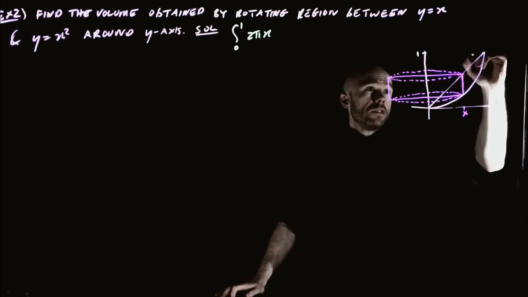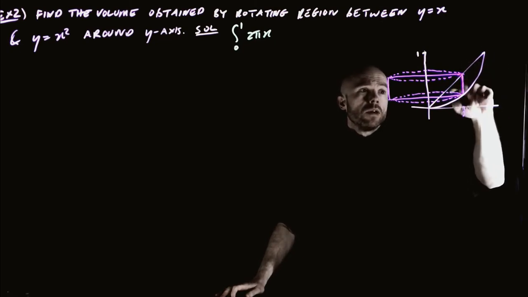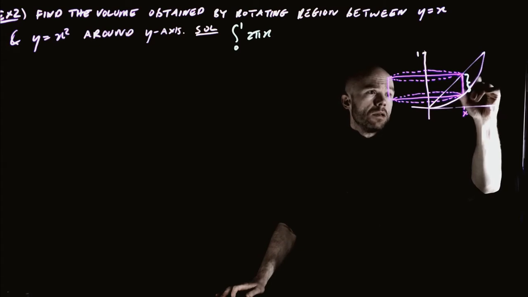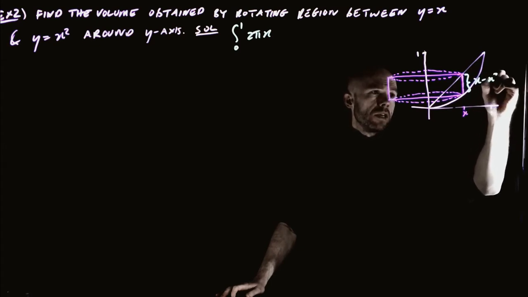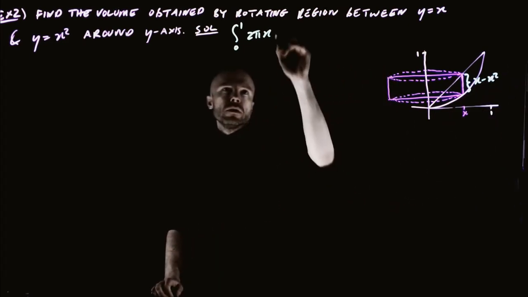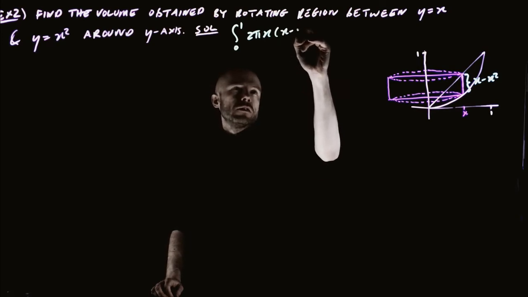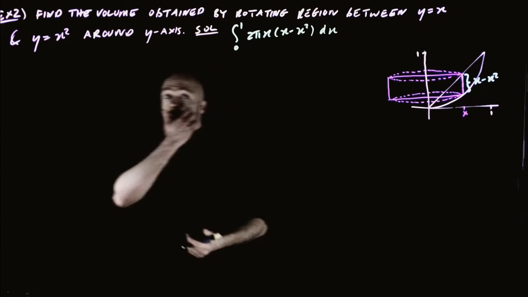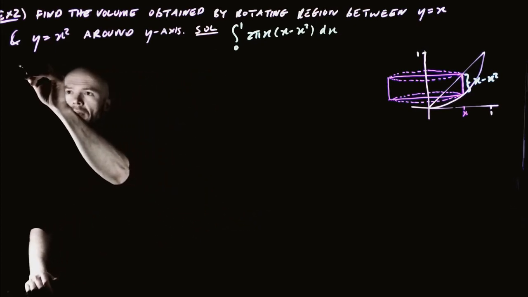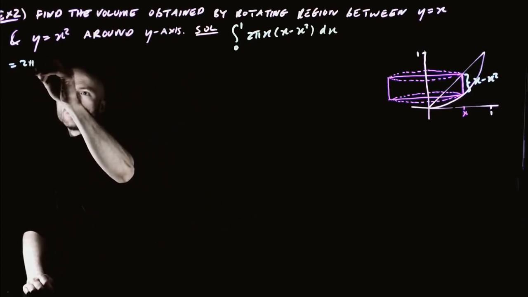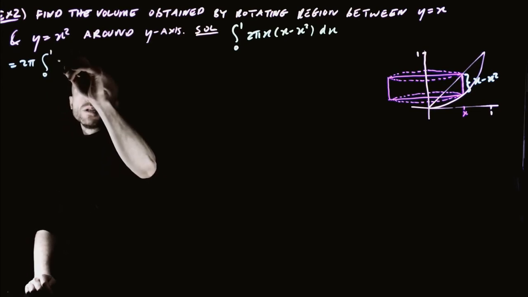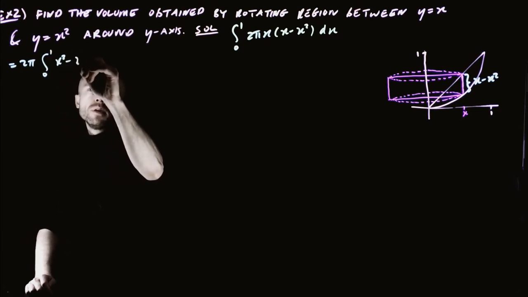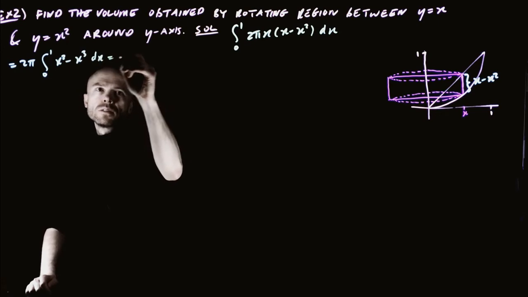Well, this here is y equals x, and this is x squared. So this height right here is going to be x minus x squared, right? So this is the integral of 2 pi x times (x minus x squared) dx, and this gives us a volume. This is a simple integration. Pull out the 2 pi, integrate from 0 to 1, and we have x squared minus x cubed dx.